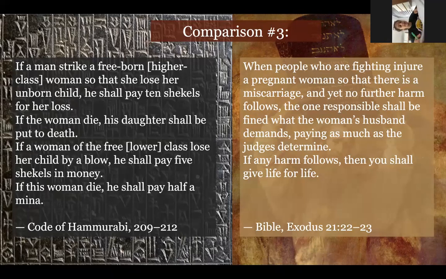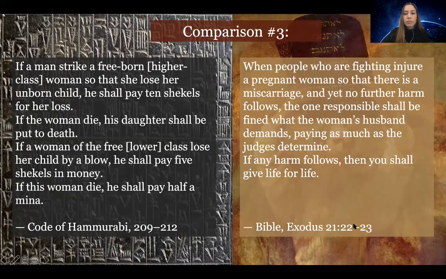So if a man strike a freeborn higher class woman so that she lose her unborn child, he shall pay 10 shekels for her loss. If the woman die, his daughter shall be put to death. If a woman of the free lower class lose her child by a blow, he shall pay 5 shekels in money. If this woman die, he shall pay half a mina.